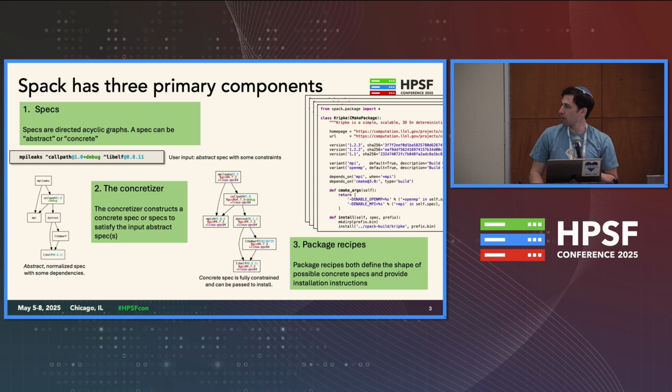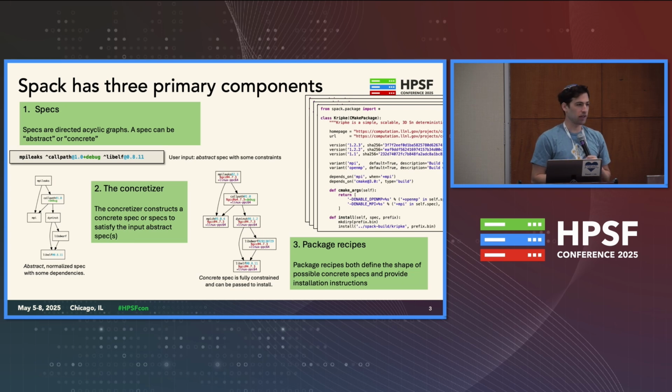Spack has three primary components. The first is the specs. I mentioned that very briefly. Specs are directed acyclic graphs of dependency information, and we talk about both abstract and concrete specs. An abstract spec, either in memory or from the command line, is just the information you've said about what you want to build. And then a concrete spec is the full graph with all of the possible information filled in, so all the defaults that you didn't specify.